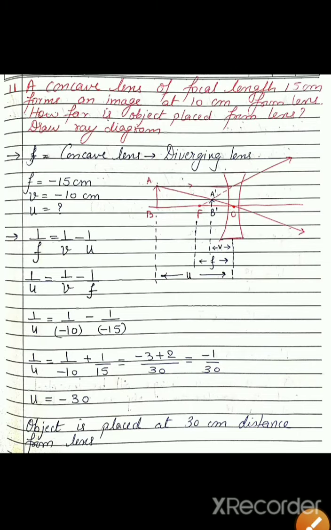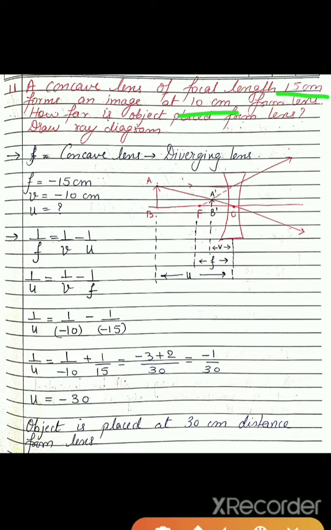This is the 11th numerical. Here they have given you one concave lens. Its focal length is also given. And they are giving you the information about the position of the image. The image is formed at 10 centimeter distance from the concave lens.